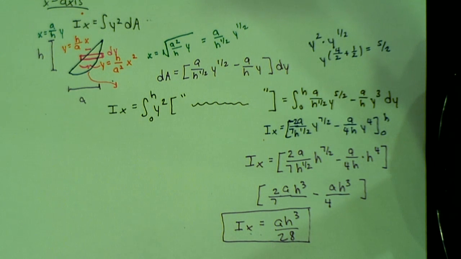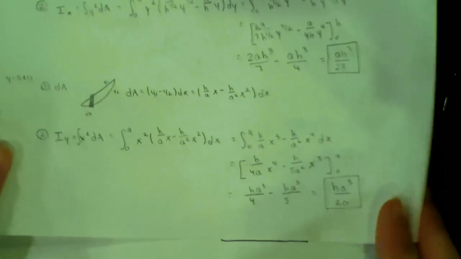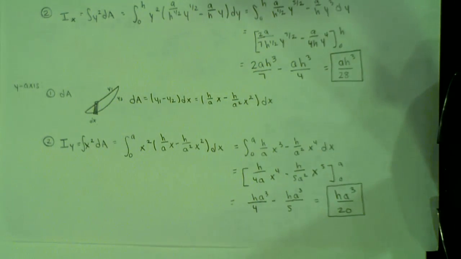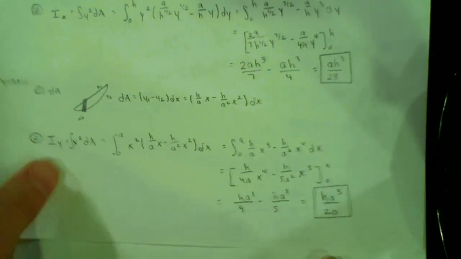Iy is a lot simpler, by the way. Ix was the more difficult one, which is why I thought you asked for that one, because you don't have all the 1/2 powers and all the craziness. I know the h and a are flipped, but are the denominators supposed to be different too, for Iy versus Ix? Oh, that's what I got, good. a h to the 3 over 20. Yeah, I thought for whatever reason that it had to be 28 as well.